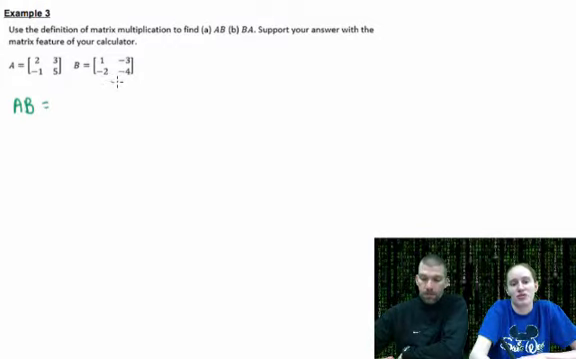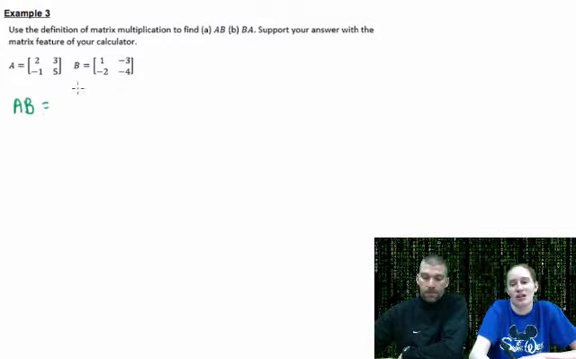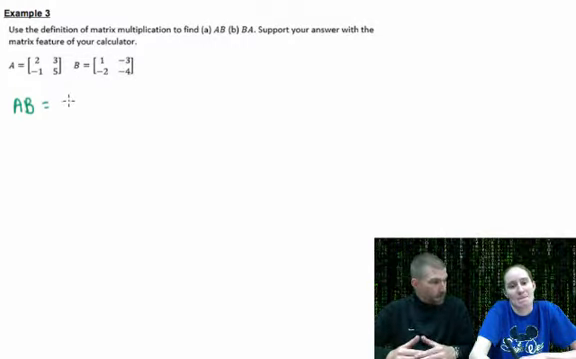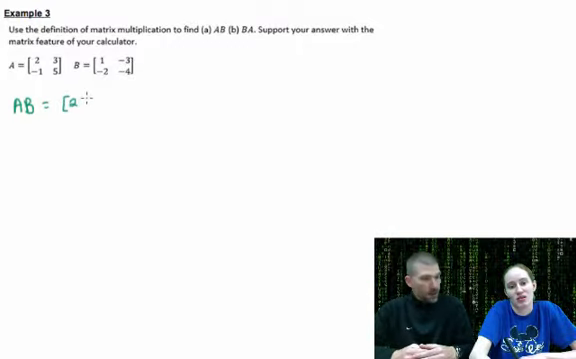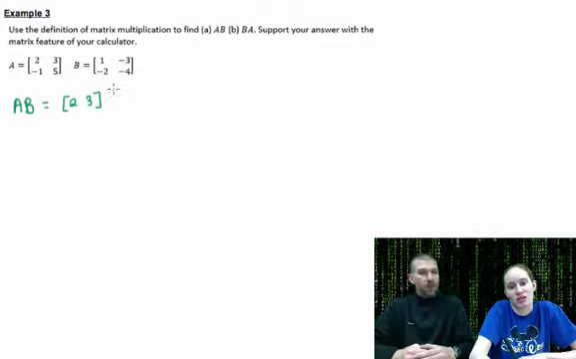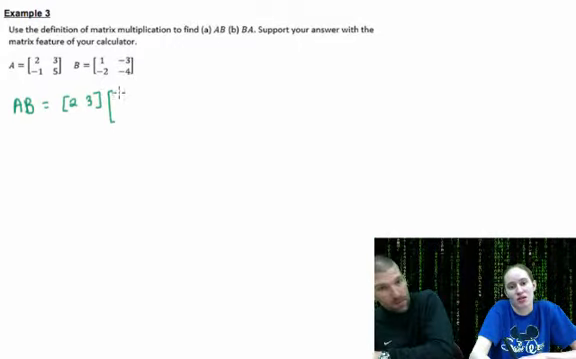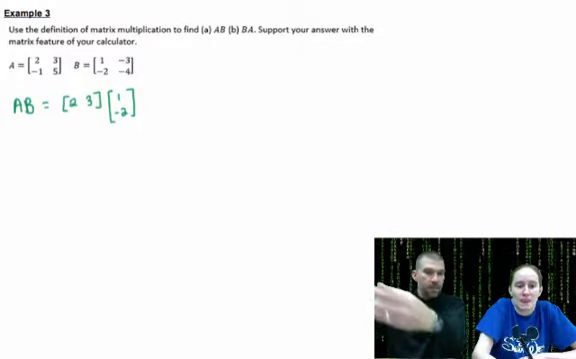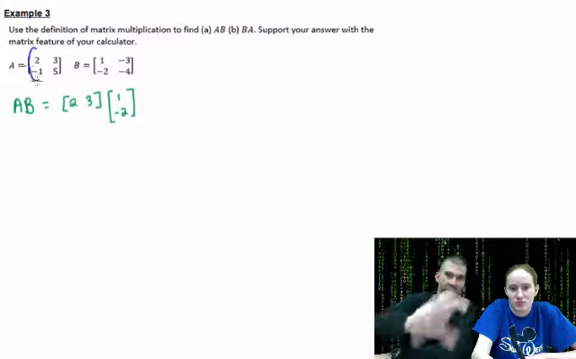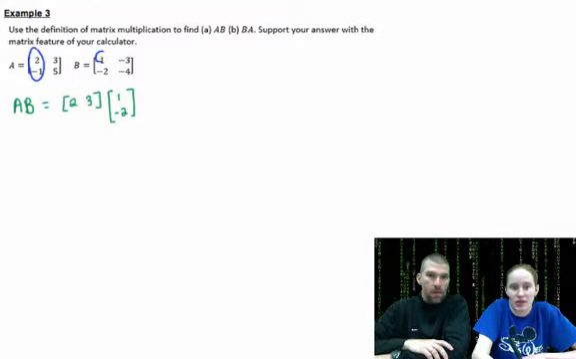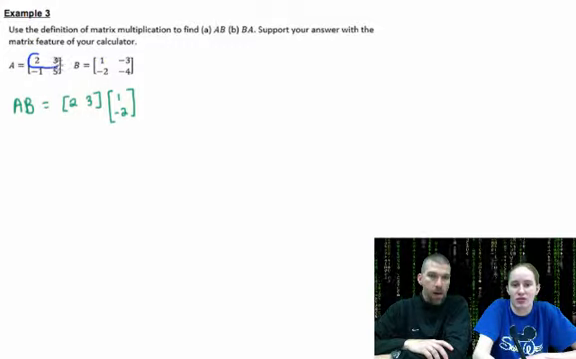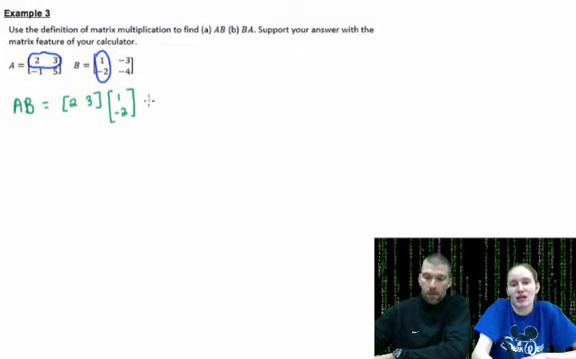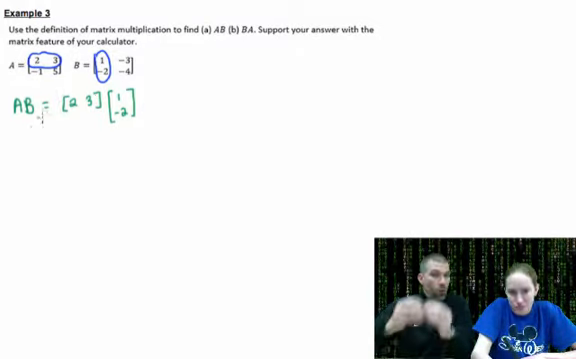So to do A times B, you're going to take the elements of the first row and multiply each individual element of the first row with the first column of the other matrix, and then you're going to add those little pieces up. We take the first row and the first column, and what that finds us is where they overlap. That's going to find us element 1, 1, which means we're going to be in row 1, column 1 when we get done.